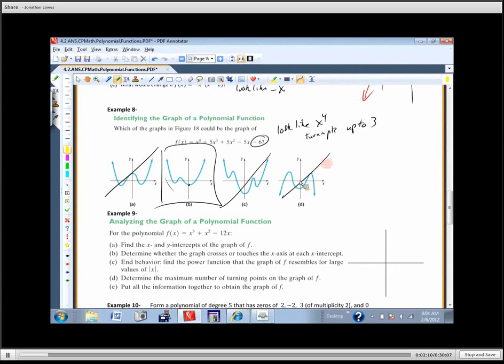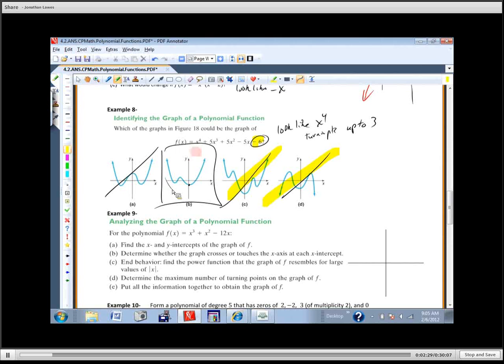Does anybody remember how we decided? Okay, listen up. We ruled this one out. We ruled out D really quickly. We ruled this one out because it had too many turning points. Does anybody remember how we decided which one it was here, whether it was A or B? What was it? The y-intercept.